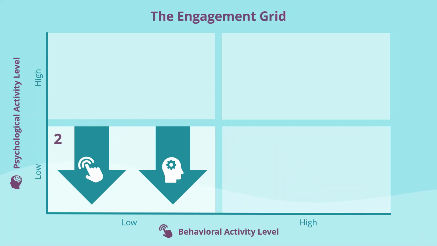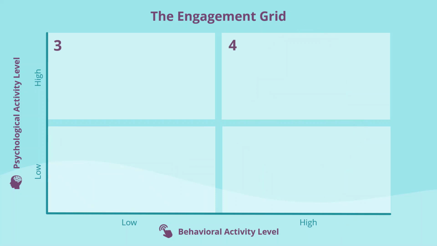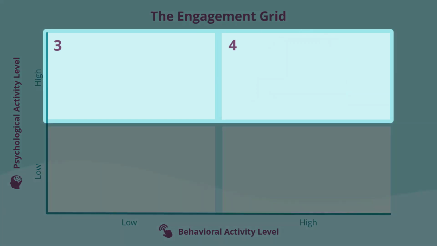Quadrant 2 is what we like to call couch potato mode. Activities here are mindless and passive, with little conscious learning going on. For effective learning to occur, we need to be in quadrants 3 or 4.